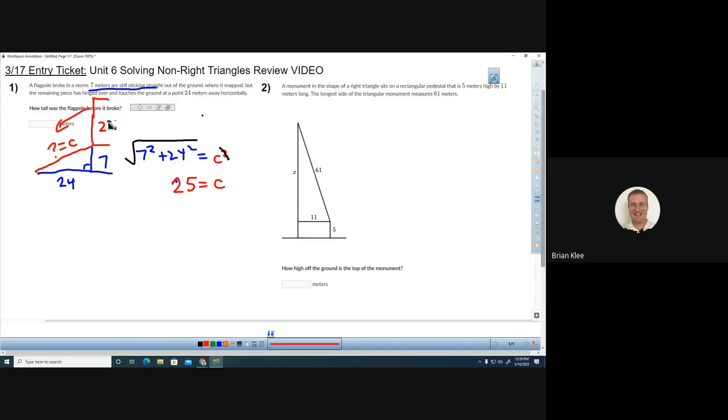Well, there's 25 meters above 7 meters. We still got to add those two numbers. Flag was up here, whatever color it was. It was 25 meters above 7 meters. So all together, add these two numbers up. 25 plus 7, you grab your calculator. 32 meters is our answer. We should be typing 32 in that box.